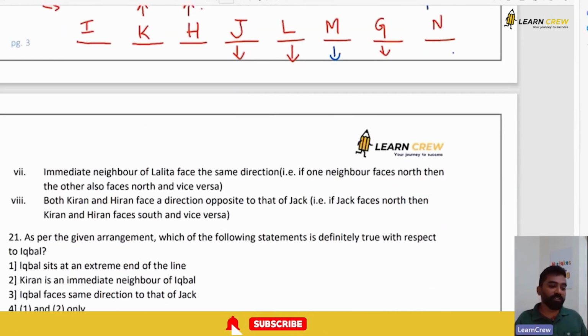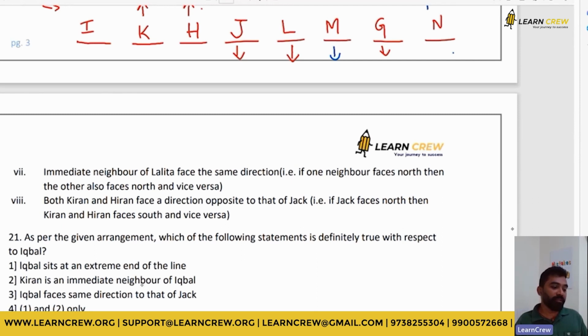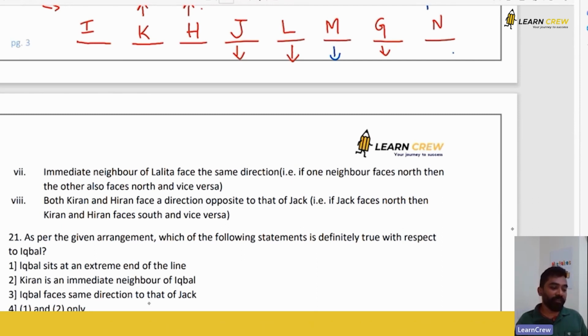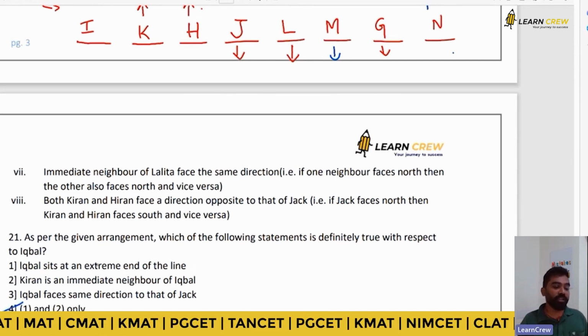As per the given arrangement, which of the following statements is definitely true with respect to Iqbal? Iqbal sits at the extreme end of the line. Yes or no? Kiran is an immediate neighbor of Iqbal. Yes. Iqbal faces the same direction as Jack. Cannot tell because it is not mentioned. So option number 4, 1 and 2 only.